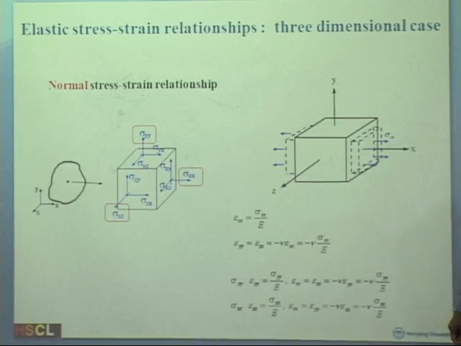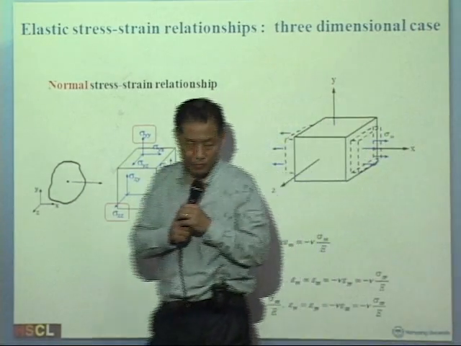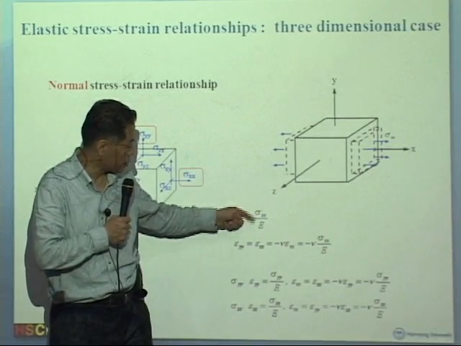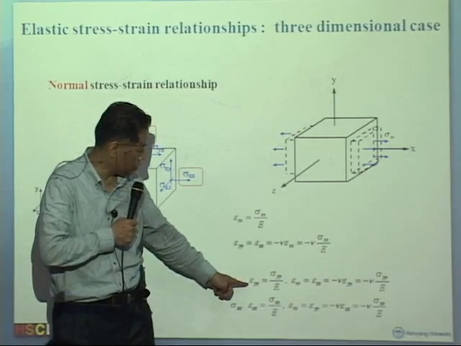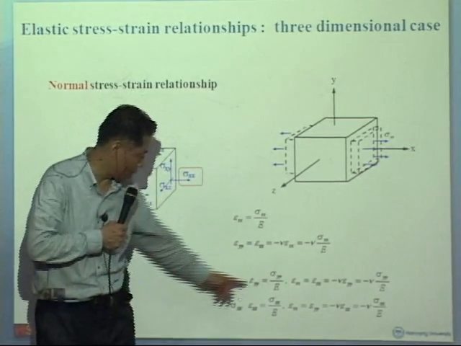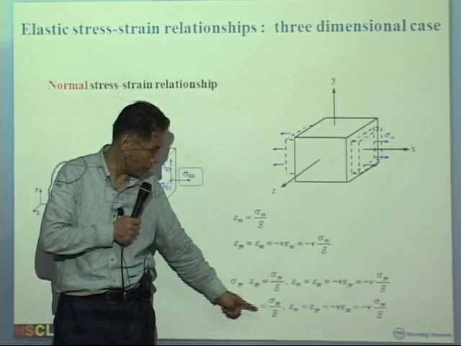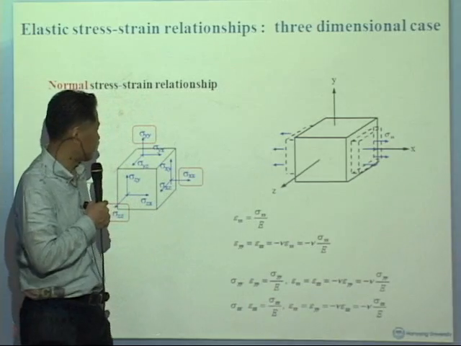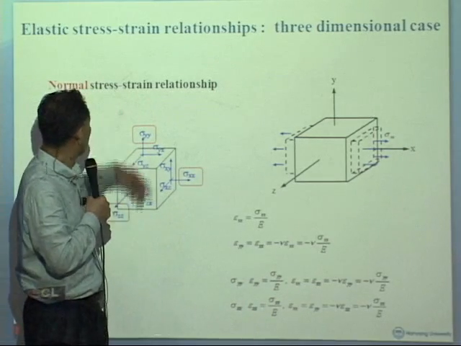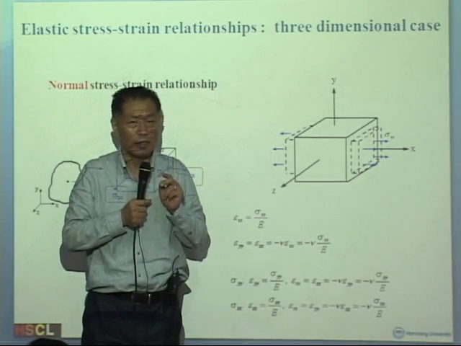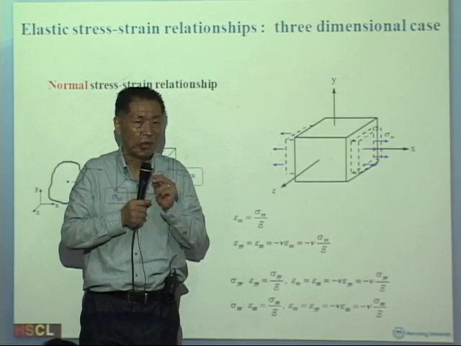So we have epsilon xx and sigma xx, and epsilon yy and sigma yy, and epsilon zz and sigma zz. That's the normal stress relations. But there are more.